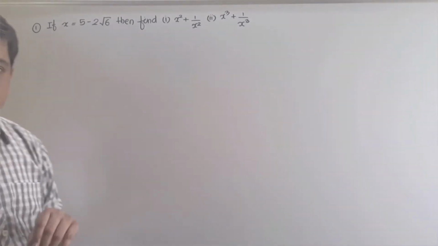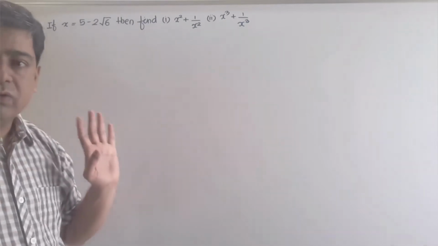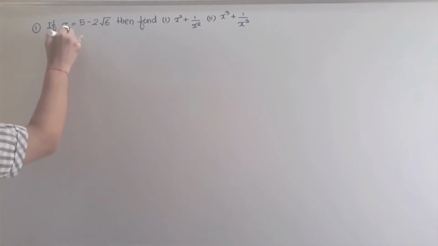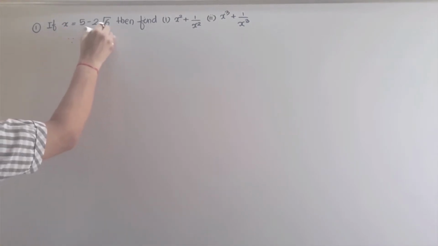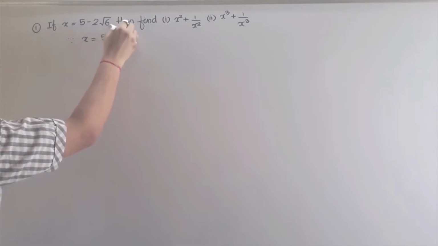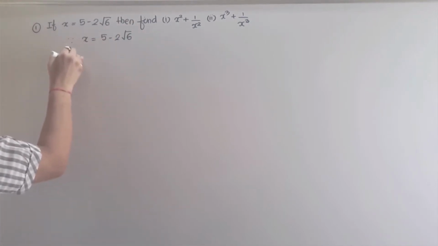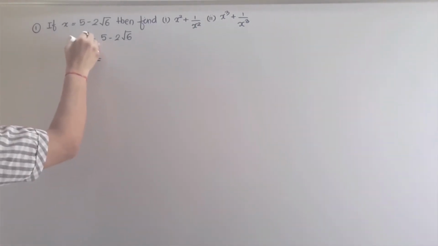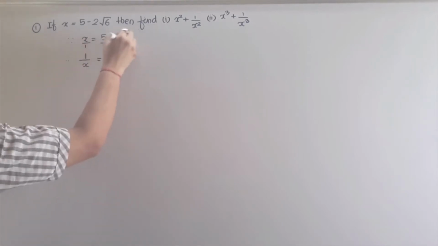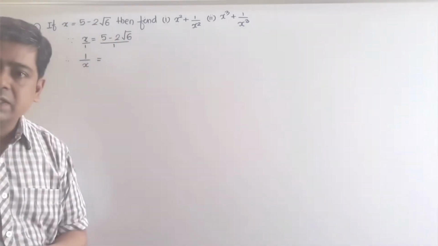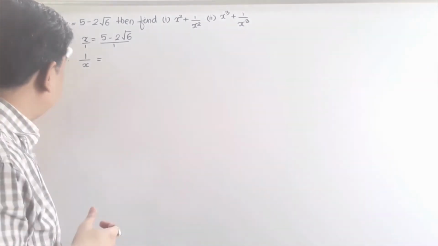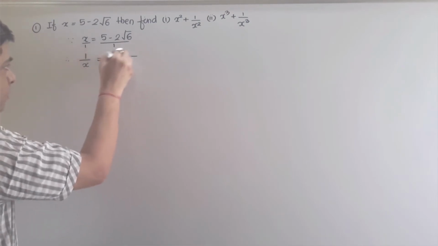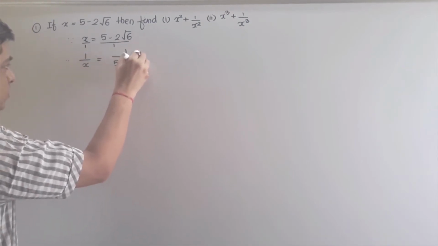Okay. So one thing you observe, in both the parts I require the value of 1 upon x. So first I will find the value of 1 upon x. Since the value of x is 5 minus 2 under root of 6, I can say the value of 1 upon x is, because I can suppose x is over 1 and 5 minus 2 under root of 6 is also over 1. If I take the reciprocal of both the terms, it will become 1 upon x and 1 upon 5 minus 2 under root of 6.